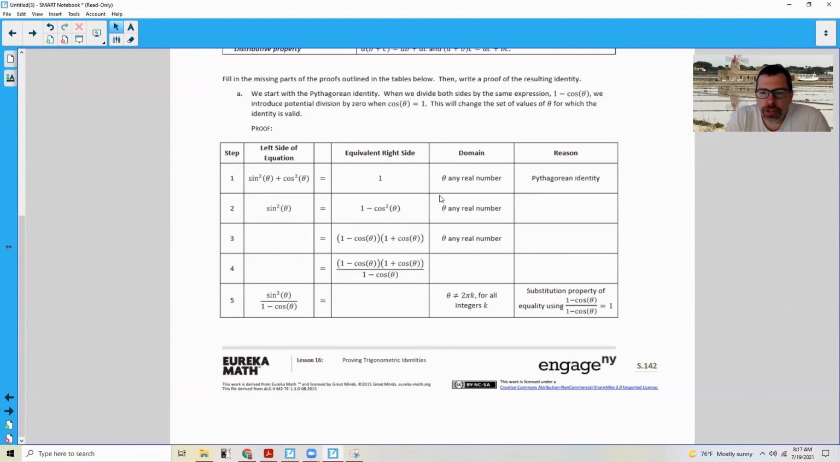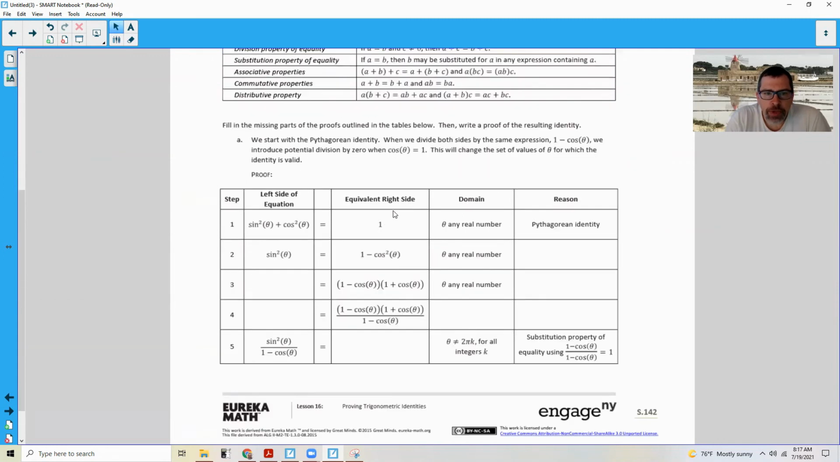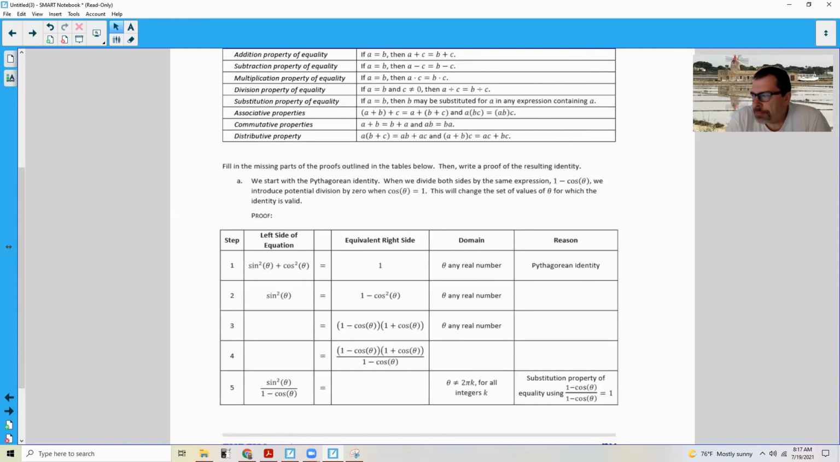So here's a proof. So step 1, the left side of the equation is sine squared theta plus cosine squared theta equals the equivalent right side, 1. Domain is theta for any real number. That's the Pythagorean identity. It works for everything. Step 2, we ended up with sine squared theta because we subtracted cosine squared theta over to the other side. Domain, still theta, any real numbers. What property was that? Well, it's a subtraction property of equality.